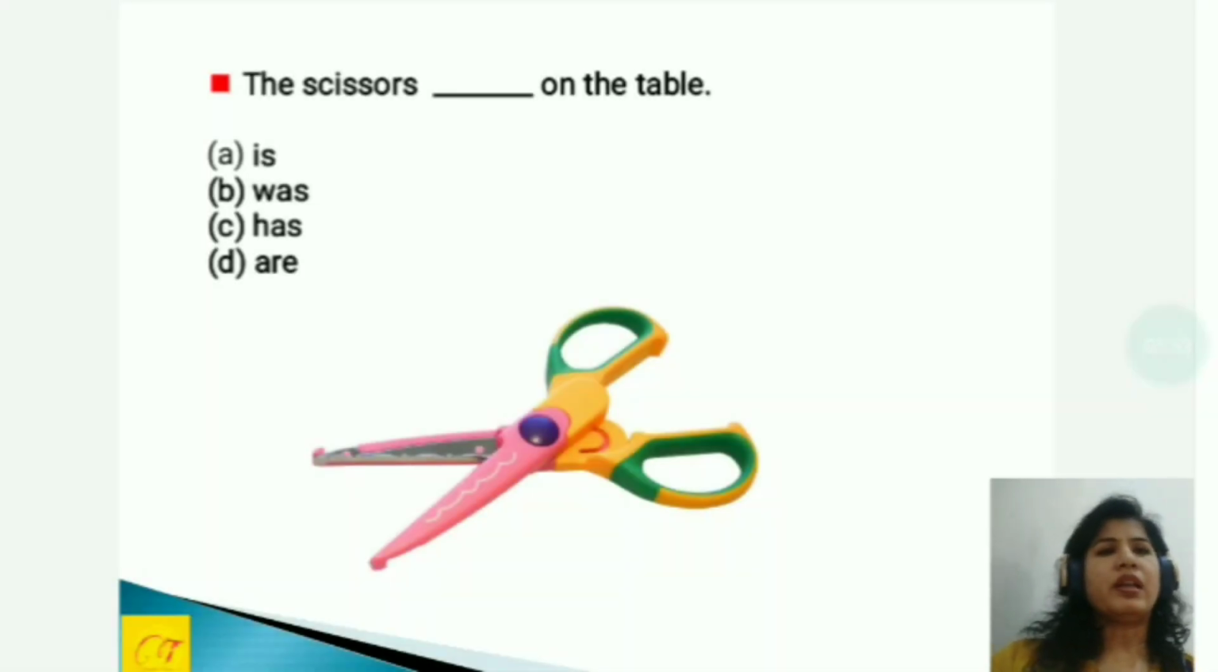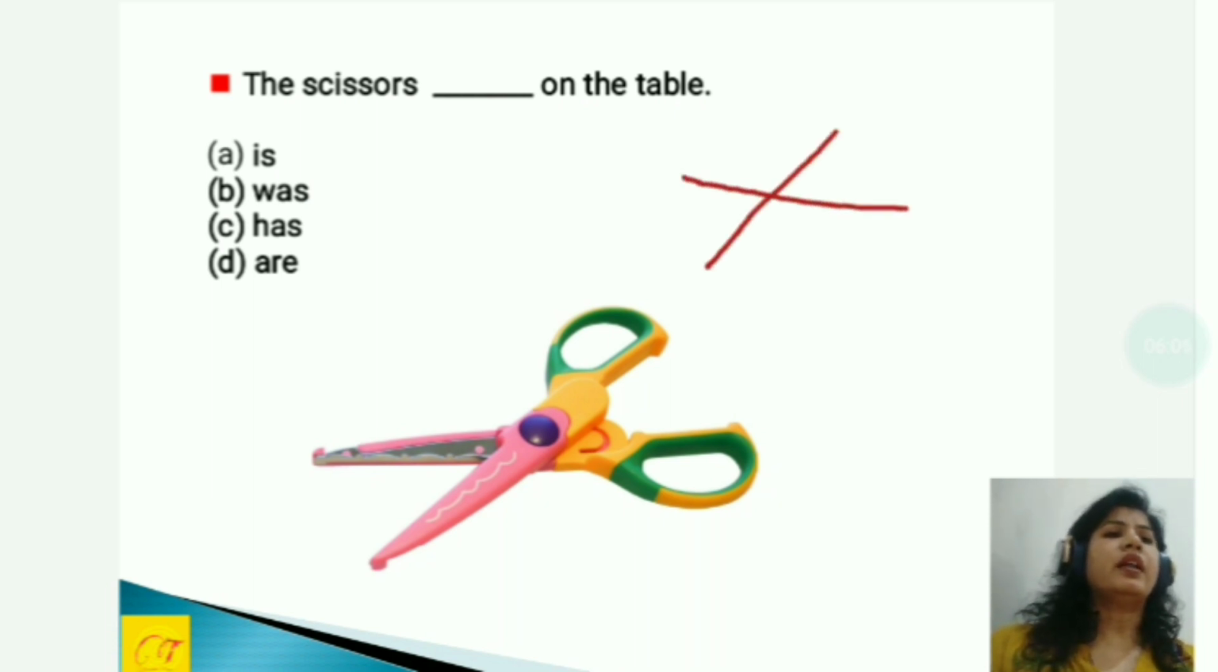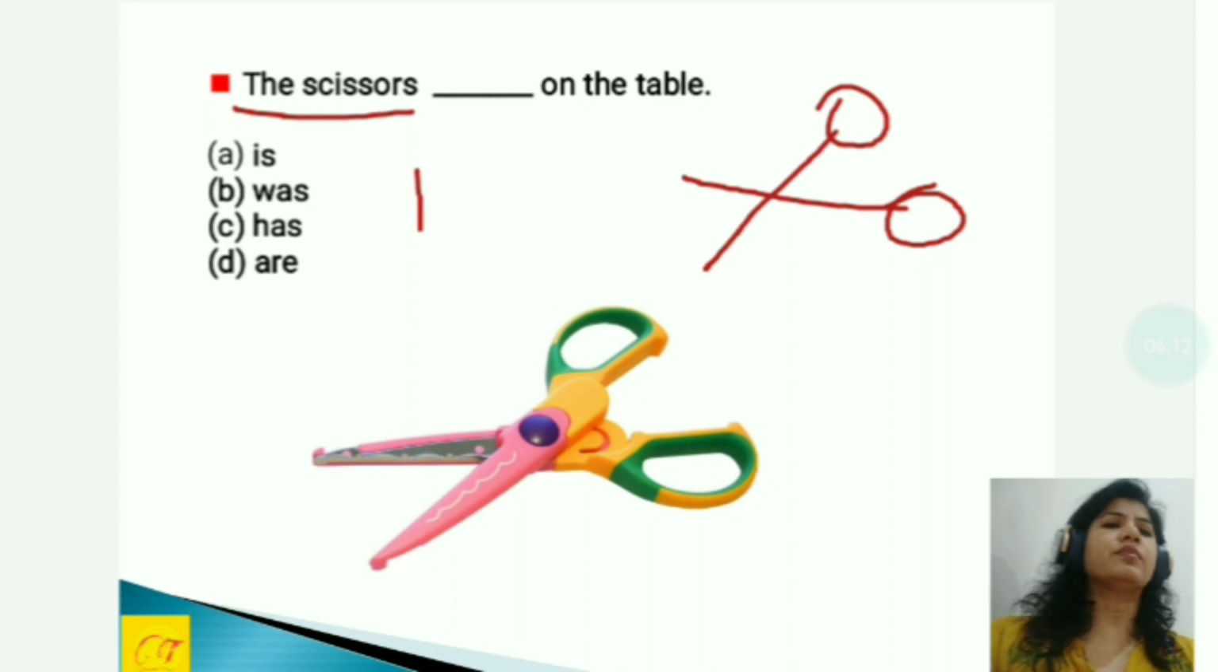To make it more clear, now look at this MCQ: the scissors on the table. The scissors, this word, this object contains two parts in it. One blade, another blade. Right? Two parts of this object. That's why it's treated as a plural subject. Right? And we would use a plural verb.